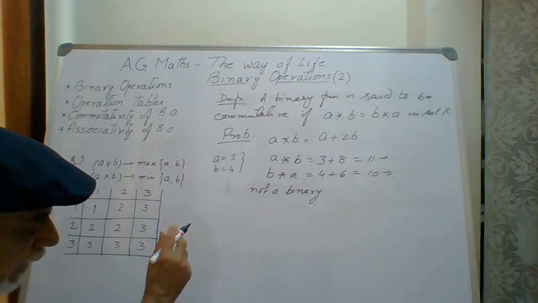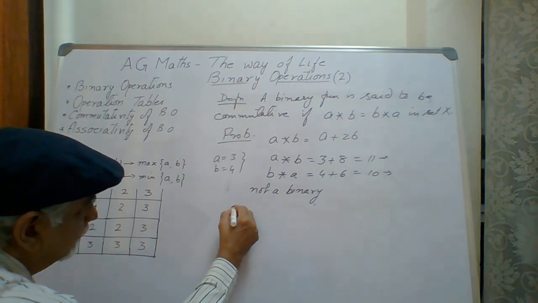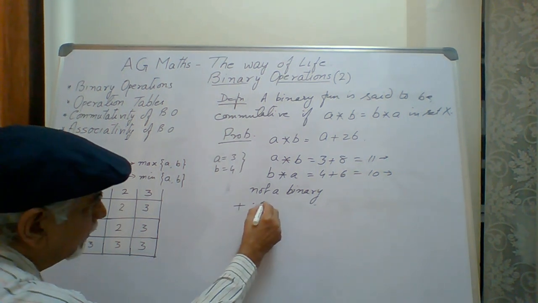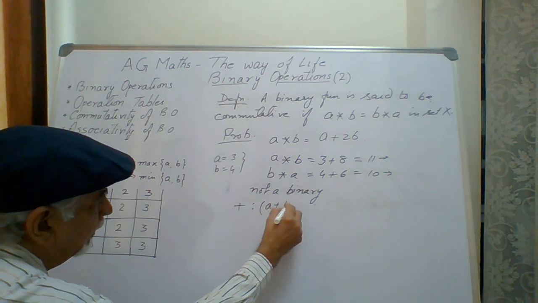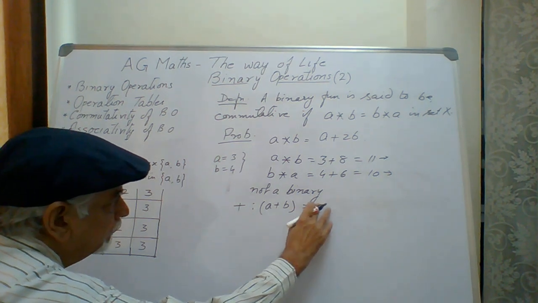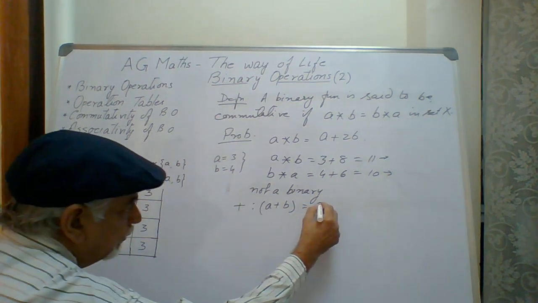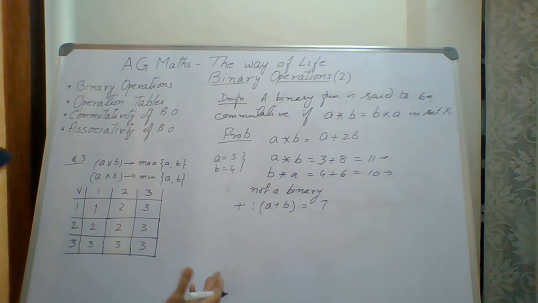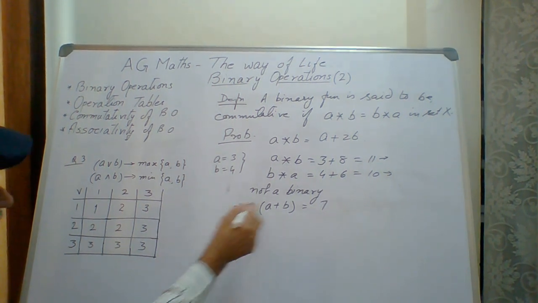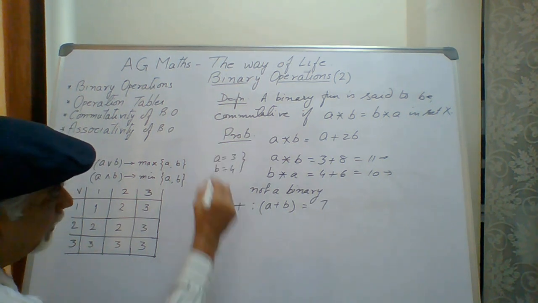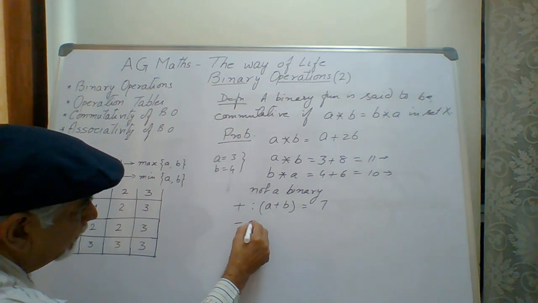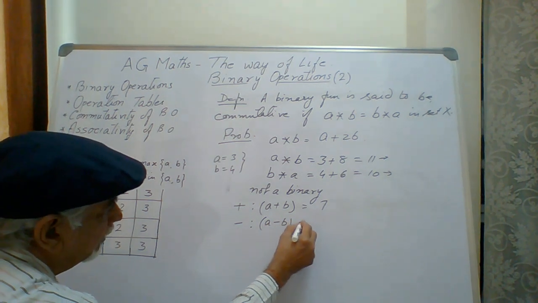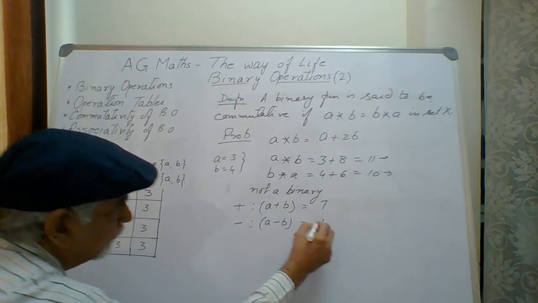Similarly, if you look at it, what is the addition? Addition operator for this, a plus b is equal to 3 plus 4, which is 7. And b plus a is also 7. So addition is a binary commutative property. If I say subtraction and I write a minus b, then its value is minus 1.